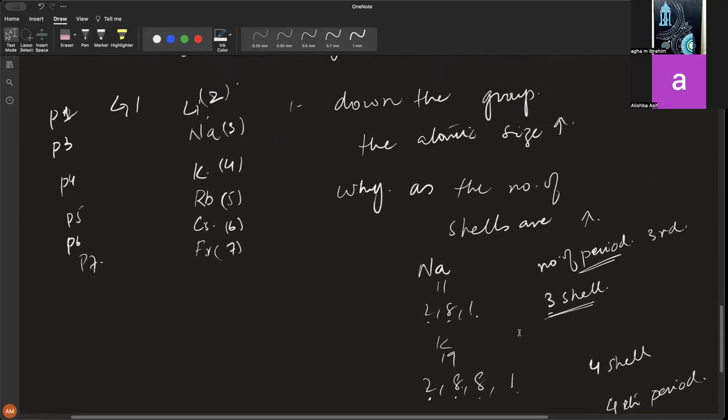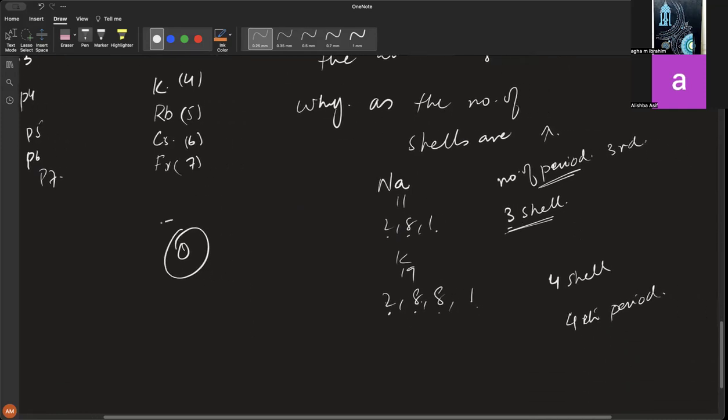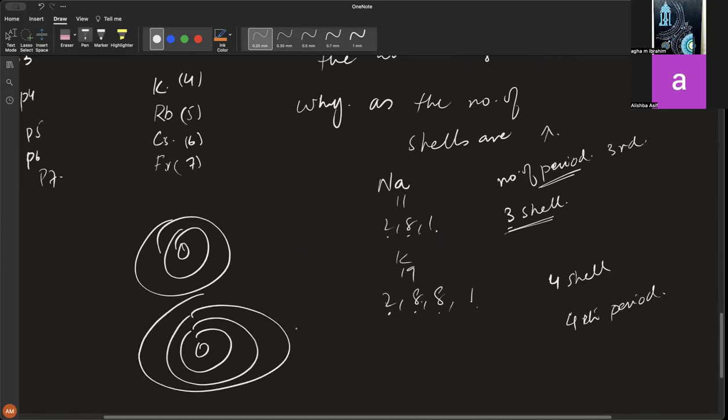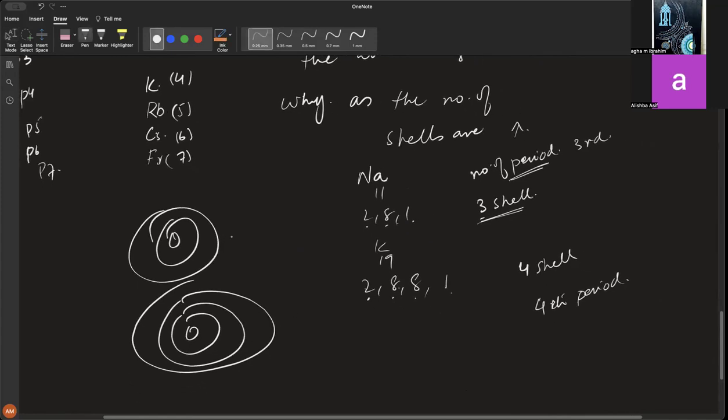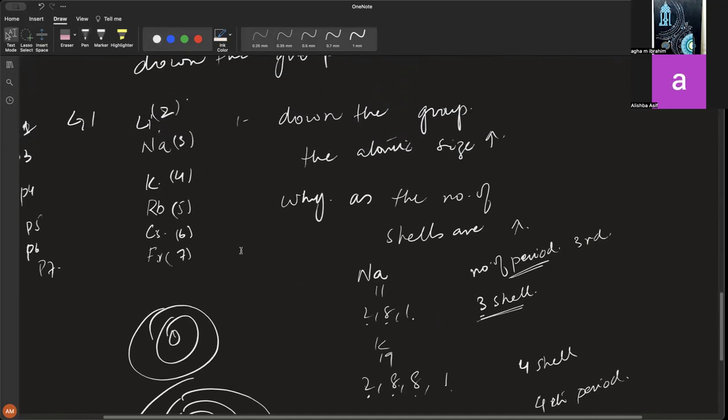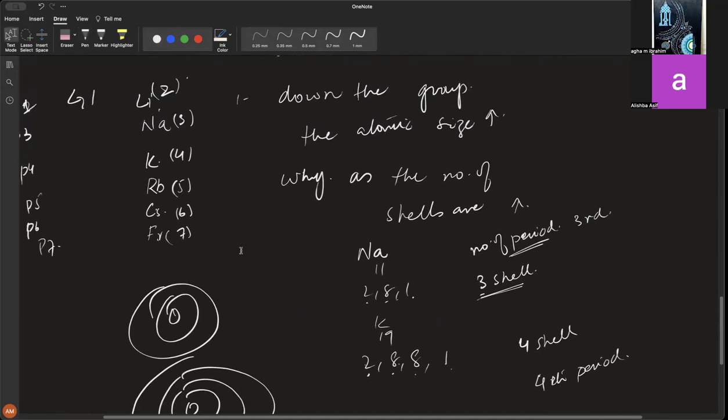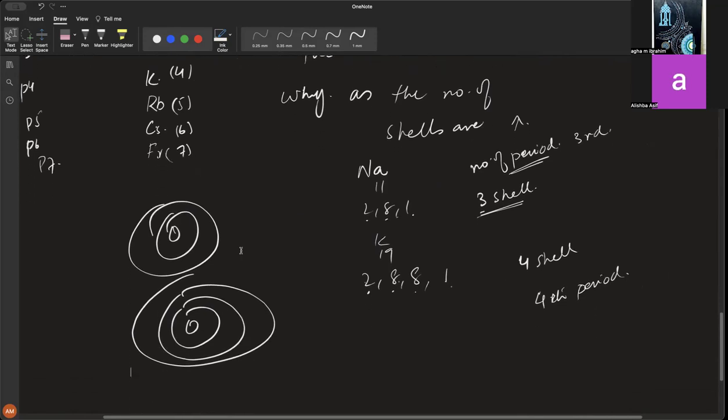If you see that the number of shells is increasing, this has 2 shells, this has 3 shells, so it is bigger. Do you understand? Why is the size increasing down the group? Down the group, the atomic size increases. Why? As the number of shells is increasing. Is this clear?